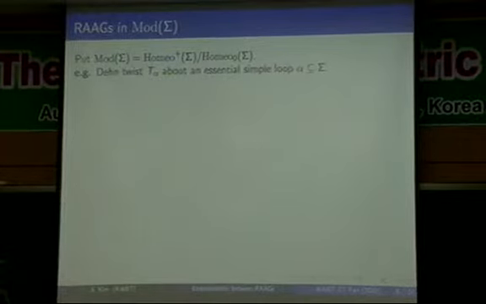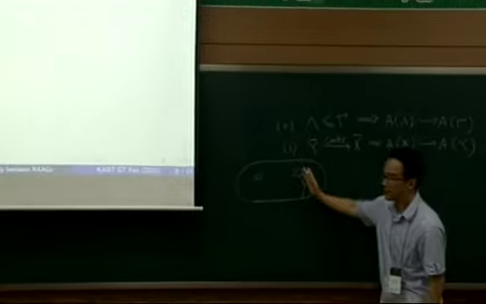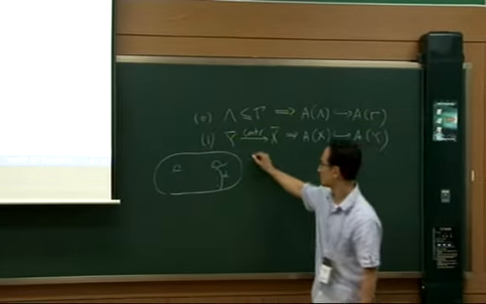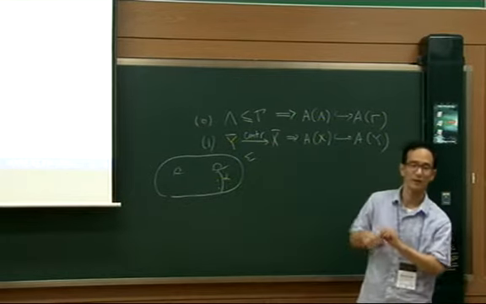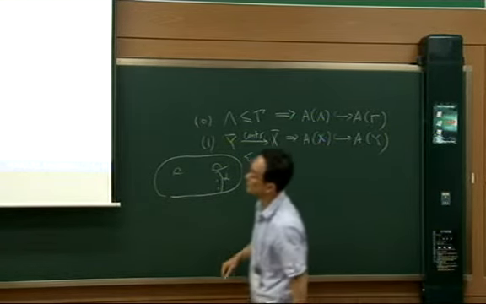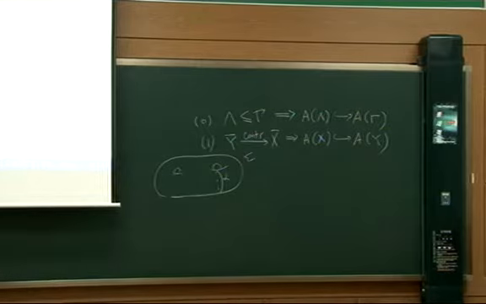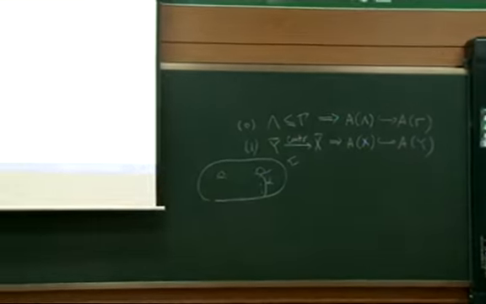For example, when we consider a Dehn twist along an essential simple loop on a surface. So if you have a surface, and if you consider an essential simple loop alpha, what one can do is cut sigma along alpha, do a 2 pi rotation, and glue them back. That is a very simple way of making a surface automorphism.